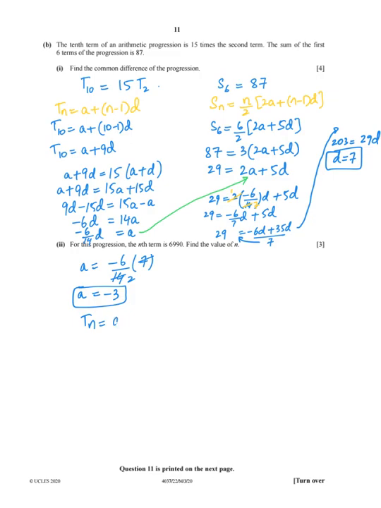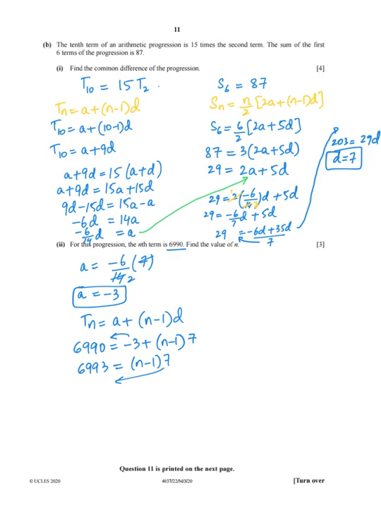Tn equals a plus (n minus 1)d. The nth term is 6990. That means Tn is 6990 equals a, which is minus 3, plus (n minus 1), where n is unknown and the difference is 7. So minus 3 on the left side will become addition. So 6993 equals (n minus 1) times 7. So 7 is dividing on the left hand side.